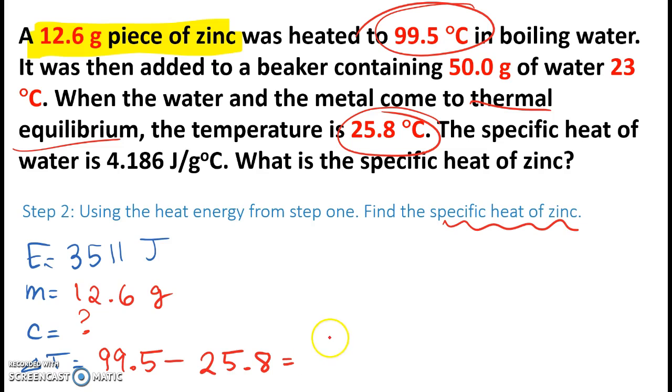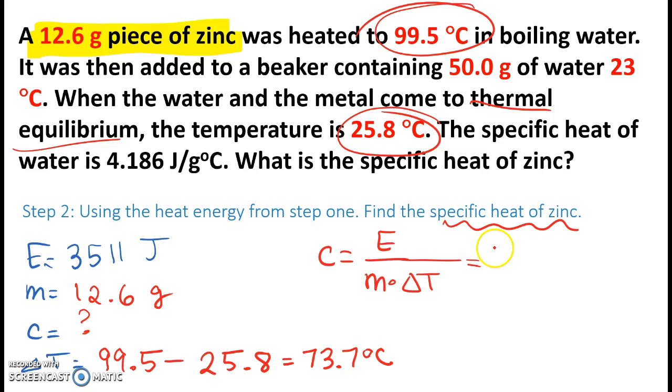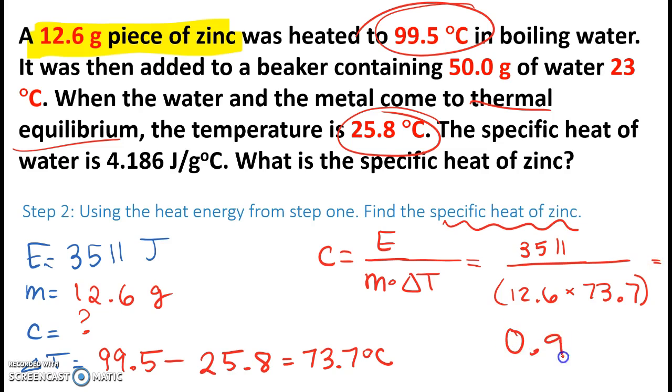So our change in temperature here is 73.7 degrees Celsius. And so now we are using the equation C is equal to E divided by M times change in temperature. So we end up getting 0.901, and then units for specific heat are joules divided by grams times degrees Celsius.